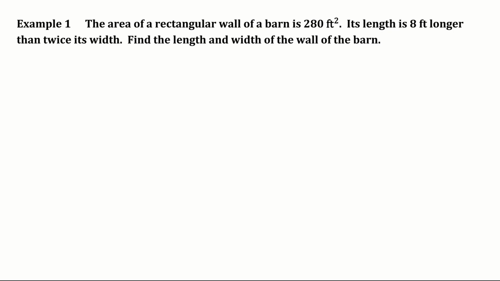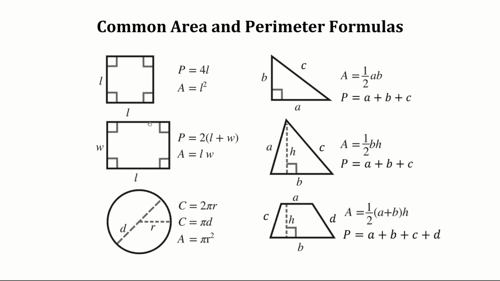All right, so for our first problem, the area of a rectangular wall of a barn is 280 square feet. And we're given that the length is 8 feet longer than twice the width. Find the length and width of the wall of the barn. So quickly, let's look at which formula we're going to be applying. We're dealing with a rectangular object and we want the area, so length times width. One of the simplest formulas in mathematics.